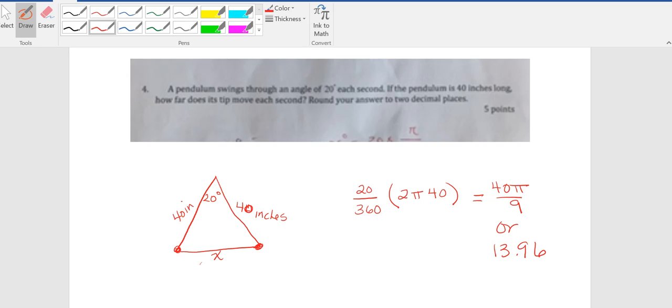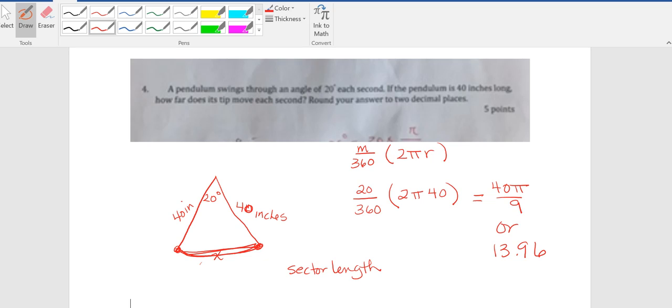Okay, this next problem is the pendulum problem, what we call a sector length problem. And what you're doing is you're looking at how long a small part of the circumference is. So the formula uses the measure of the angle, in this case 20 degrees over 360, because that's how many degrees are in the whole circle. So you're taking a fraction of the circle, and then you're multiplying it by 2 pi r, which is the circumference of the circle.